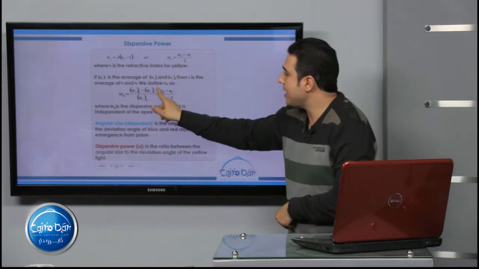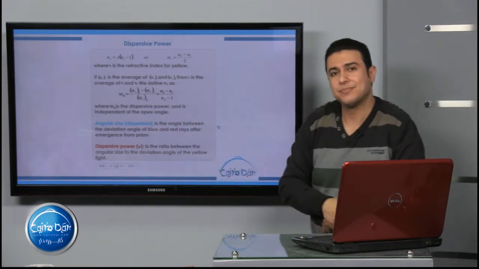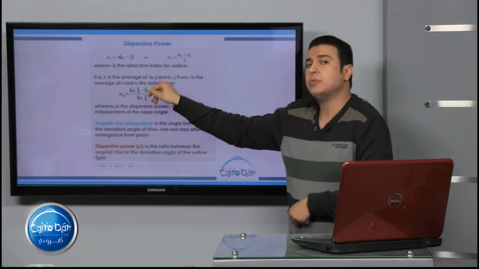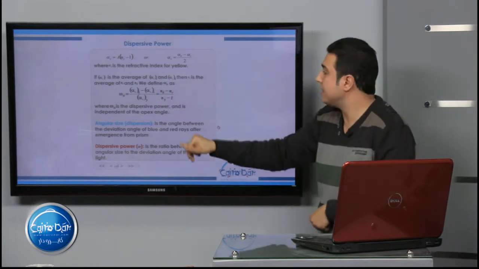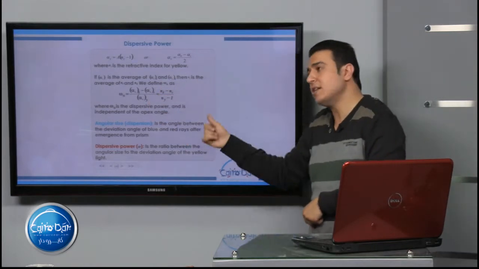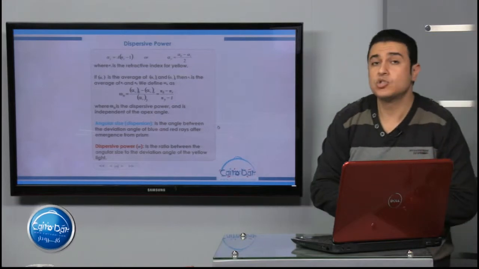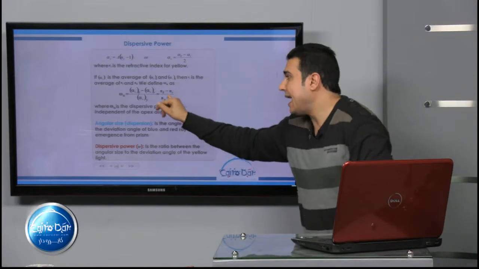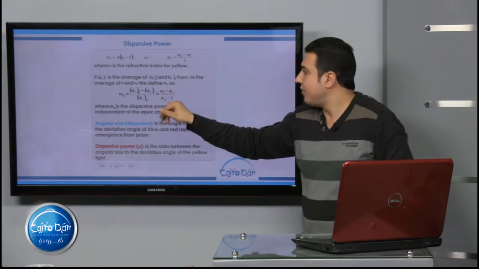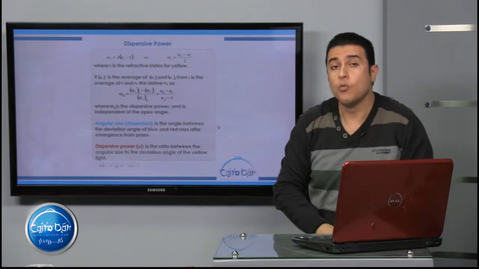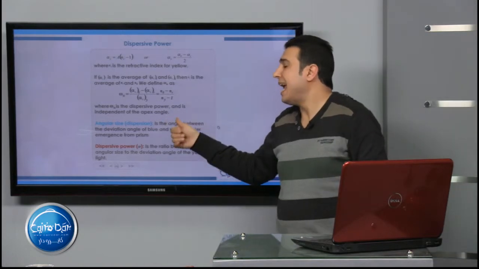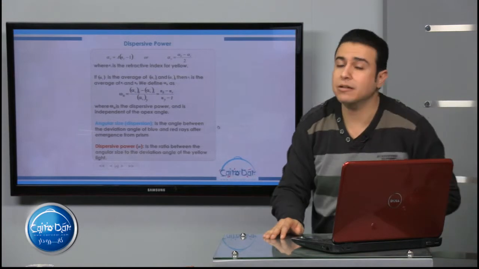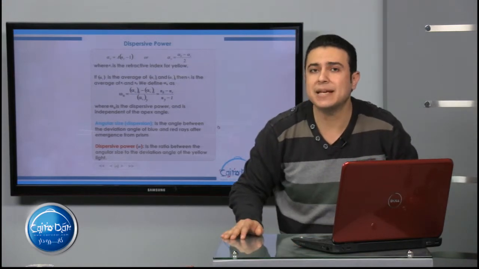Why? Because A is cancelled with A. So A between brackets n blue minus n red divided by A between brackets n yellow minus 1, so A cancelled with A. So omega alpha equals n blue minus n red divided by n yellow minus 1, where omega alpha is the dispersive power and it is independent of, it doesn't depend on, the apex angle.